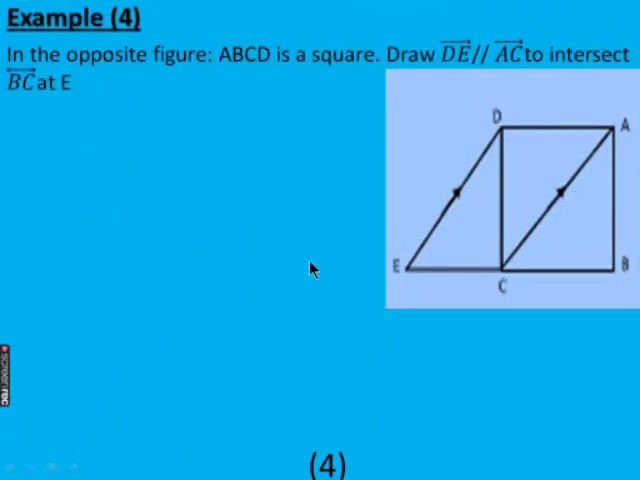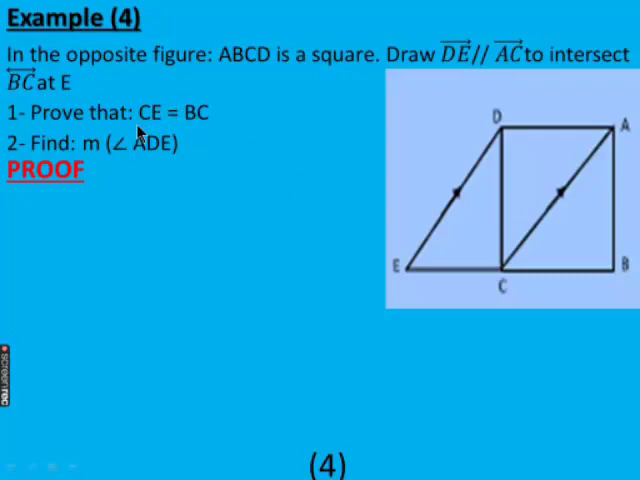Example number 4 states that in the opposite figure ABCD is a square and AC is parallel to DE. And here we have two requireds. The first required is prove that length of CE equals length of BC. The second required is find measure of angle ADE. I want to find the measure of this angle.